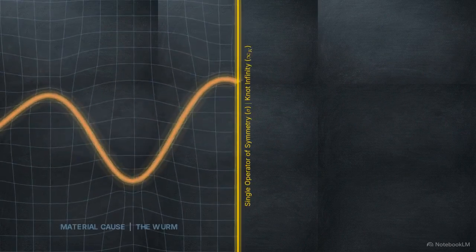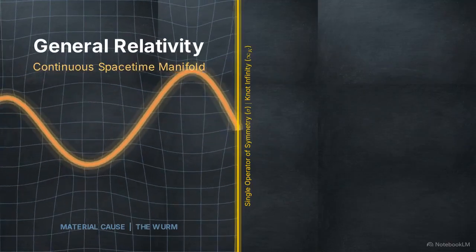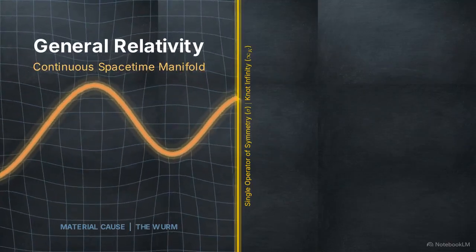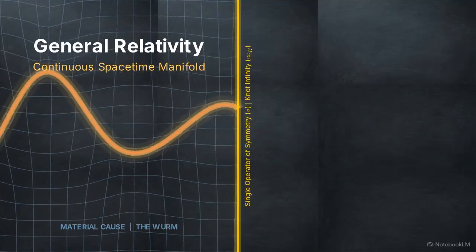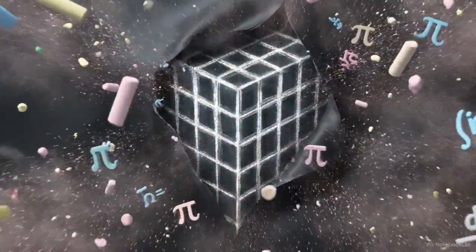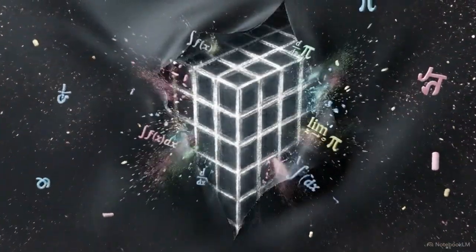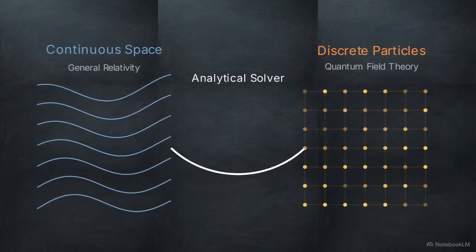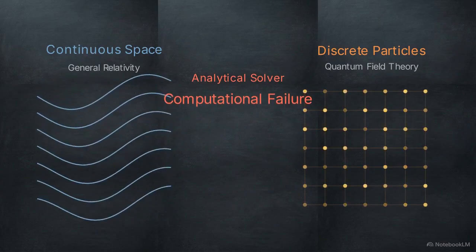Modern physics is trapped in an epistemological crisis caused by a severe structural incompatibility. On one side, we have general relativity, which models reality as the curvature of a smooth, continuous space-time manifold. On the other, we have quantum field theory, which dictates that matter and forces are discrete, quantized excitations of energetic fields. When standard analytical solvers attempt to bridge the gap between continuous space and discrete particles, they break down.